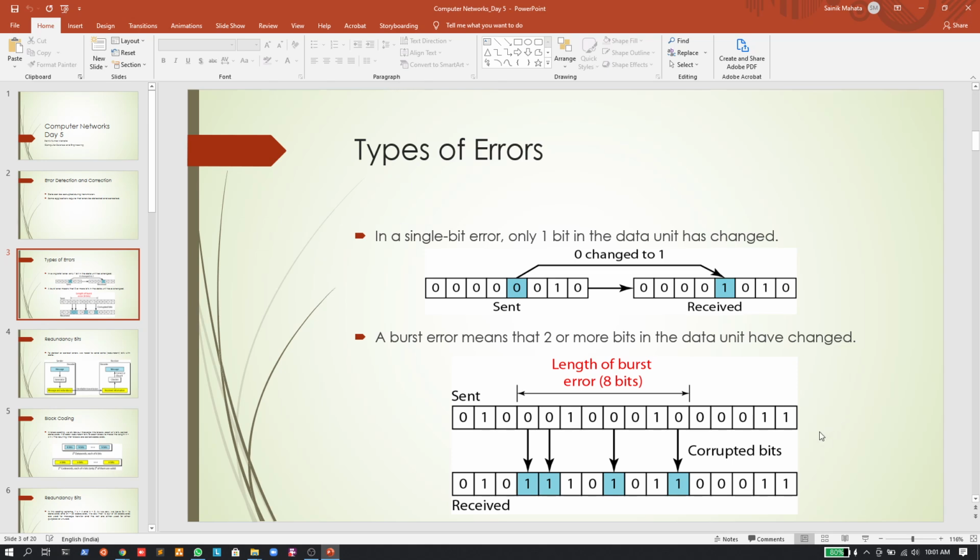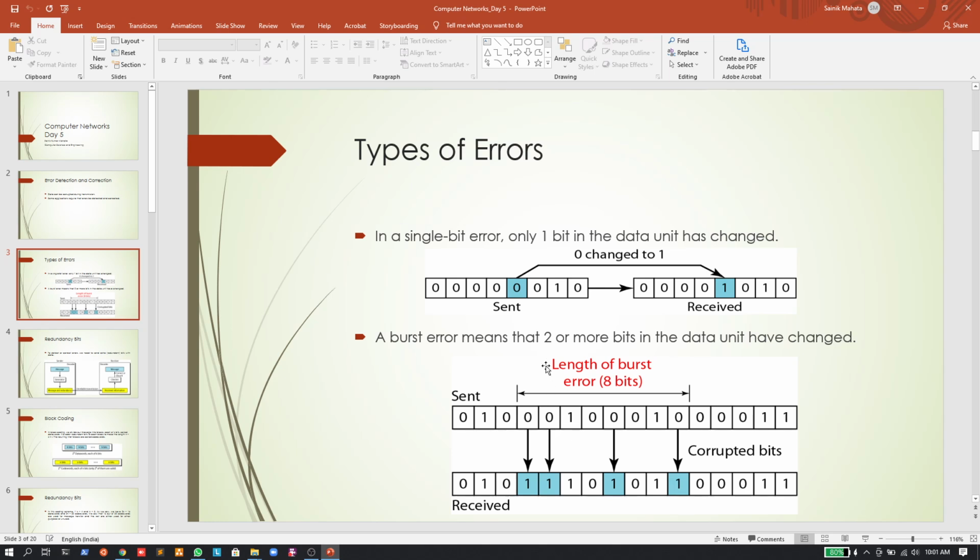Okay, again suppose we have another one that is known as burst error. Now this burst error, if I further divide it into two parts, we can divide it into multi-bit errors as well as burst errors. Okay, now what's a multi-bit error? The diagram given here is actually that of a multi-bit error.